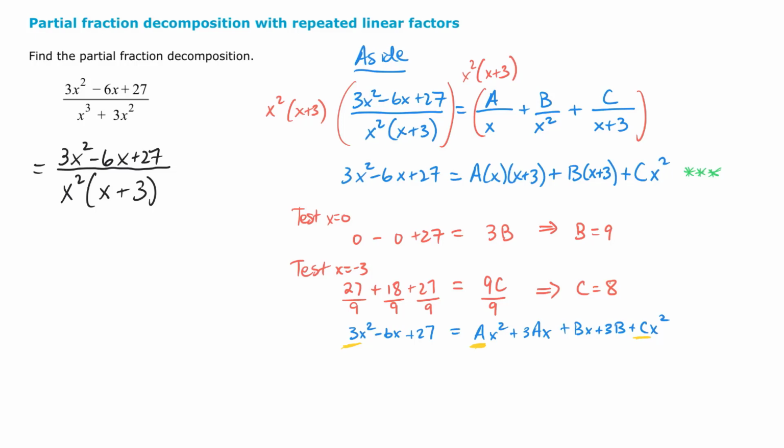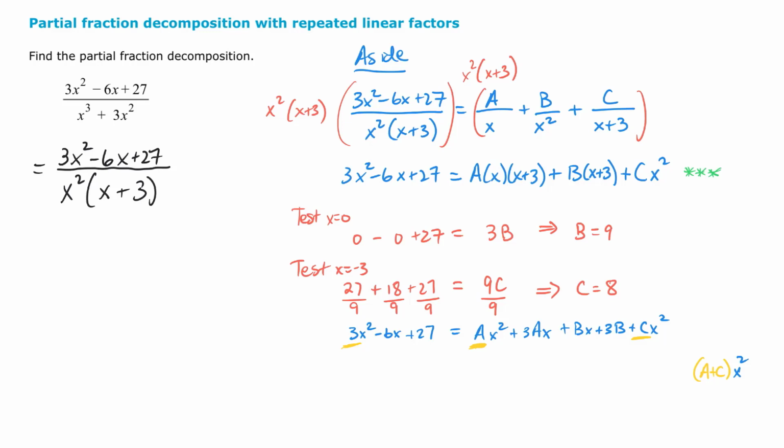How do you collect these like terms? You would factor out the x squared, and you're left with what? An a plus c, right? And so what we're going to do is take that a plus c and just match it to the 3 right there. This 3 is going to equal a plus c. It's got to be. All right? This 3 here has to equal a plus c.